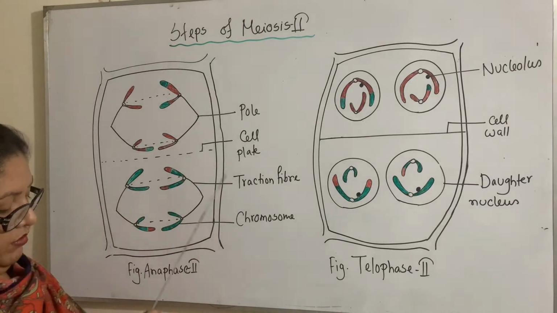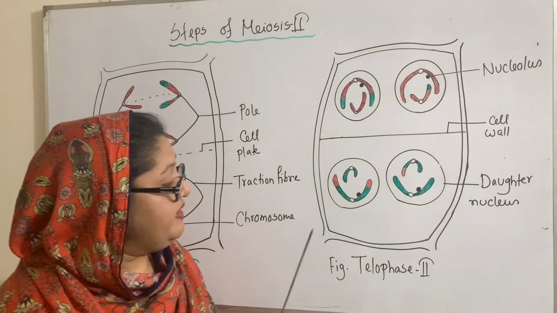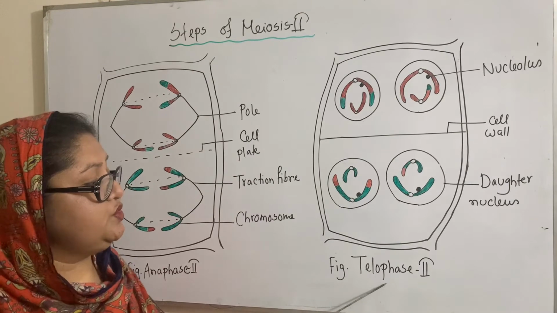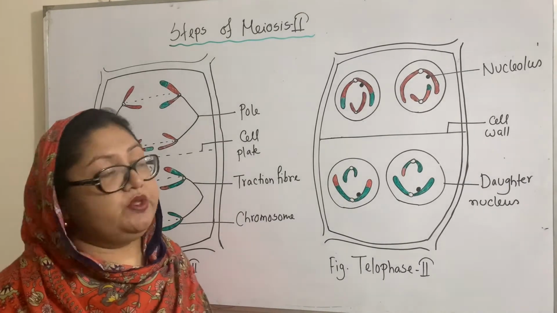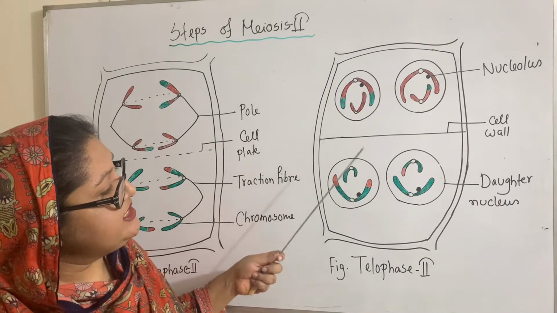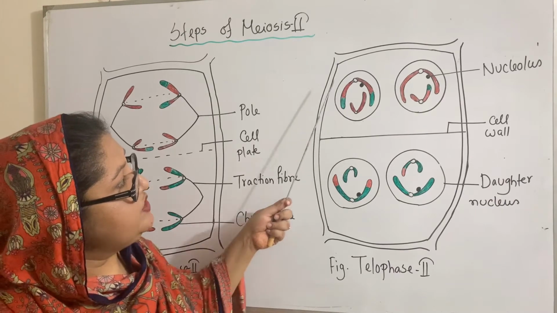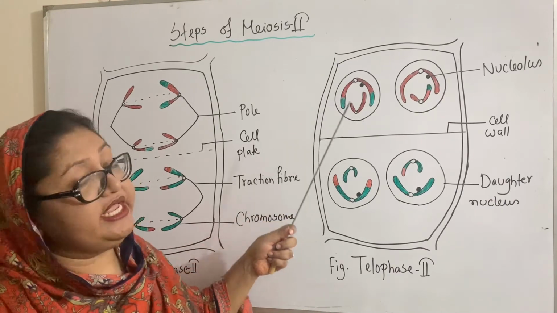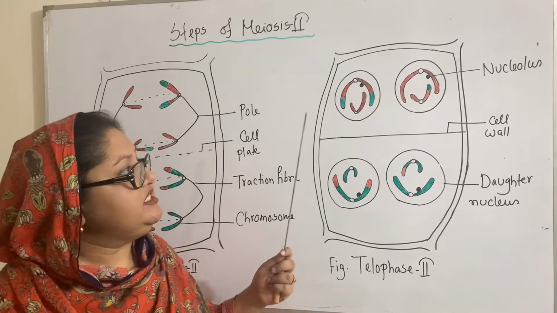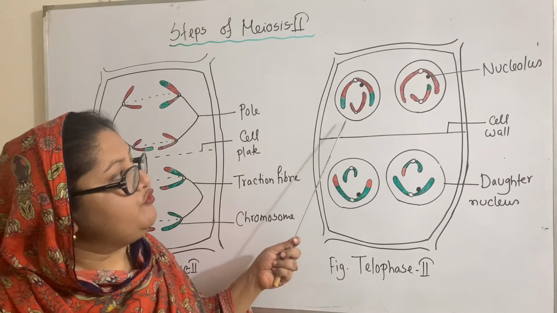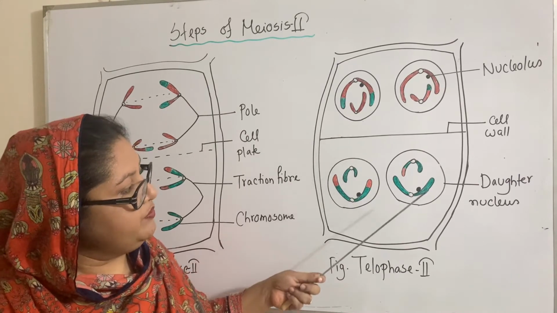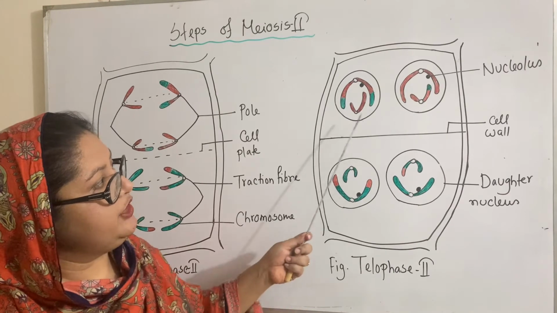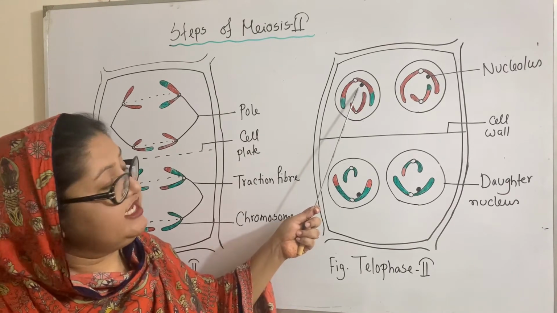Next, you can draw a spindle apparatus just in between these two daughter chromatids. Okay. Next, the last stage of meiosis 2 cell division, telophase 2. You can see that during this telophase stage, the nuclear membrane again reappears. That means the new nuclei are formed. There are 4 nuclei, 1, 2, 3, 4. This is the nucleolus.